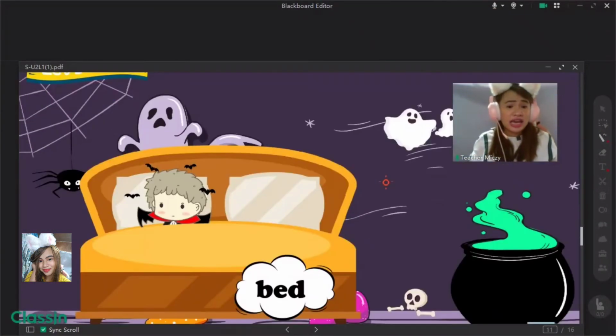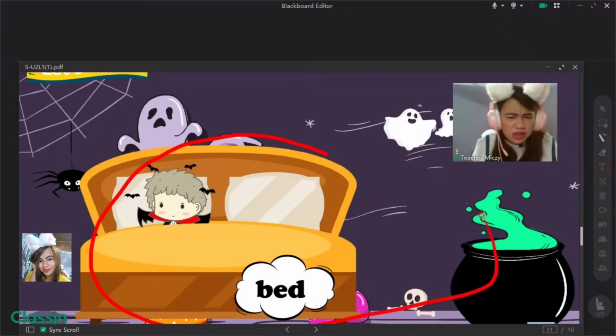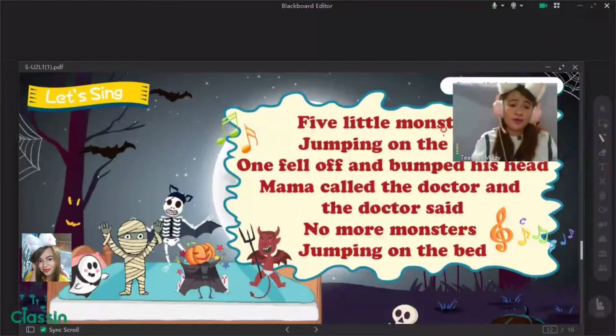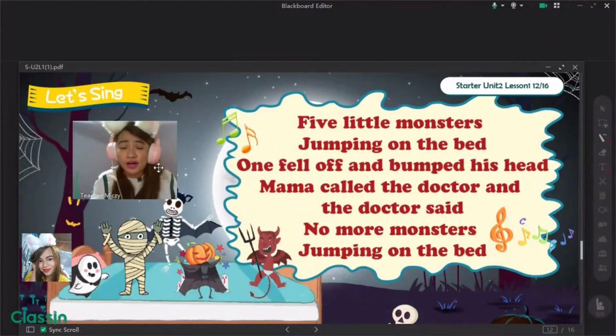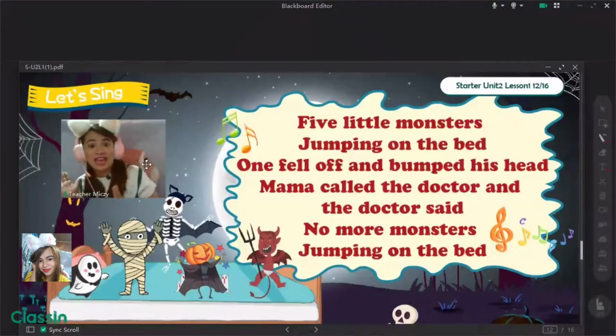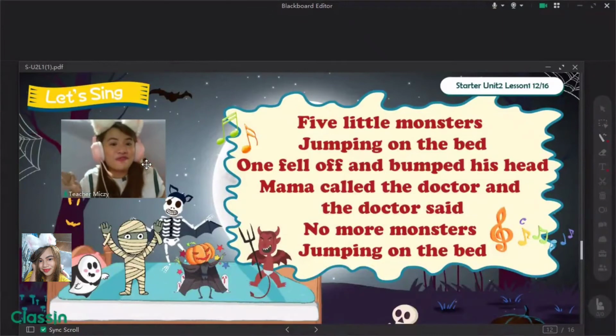Okay, now let's learn the word. What's this? Bed. Perfect. Let's say it again three times, Arby. Bed, bed, bed. Awesome. Before we move to the next page, let's sing the Five Little Monsters song.